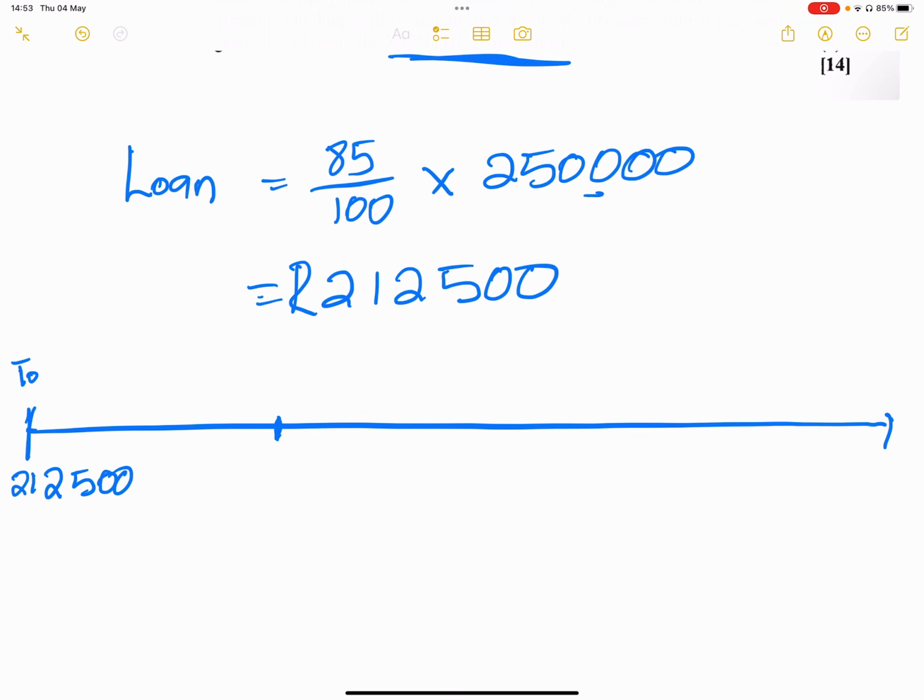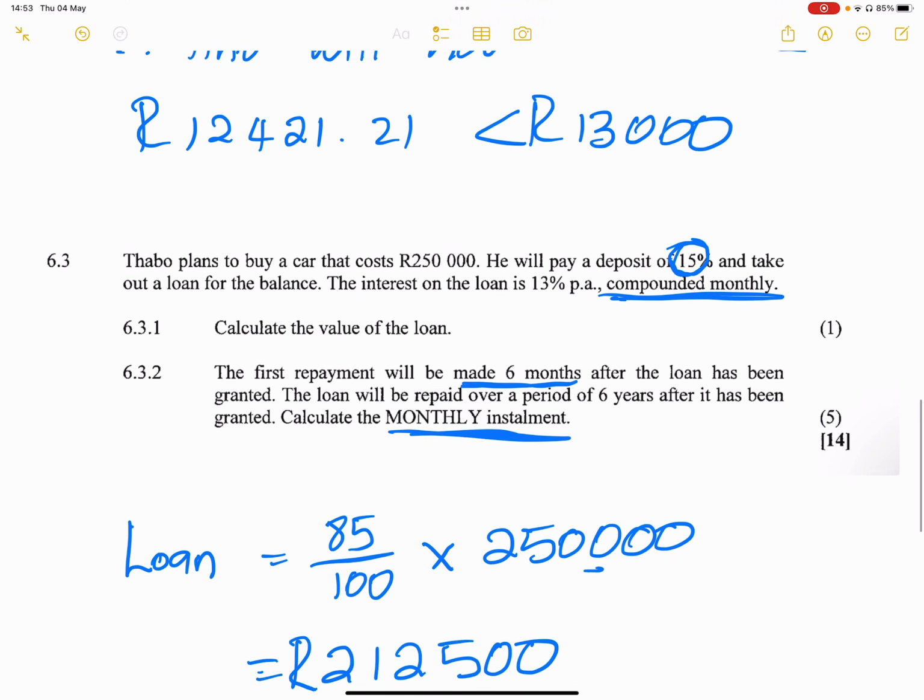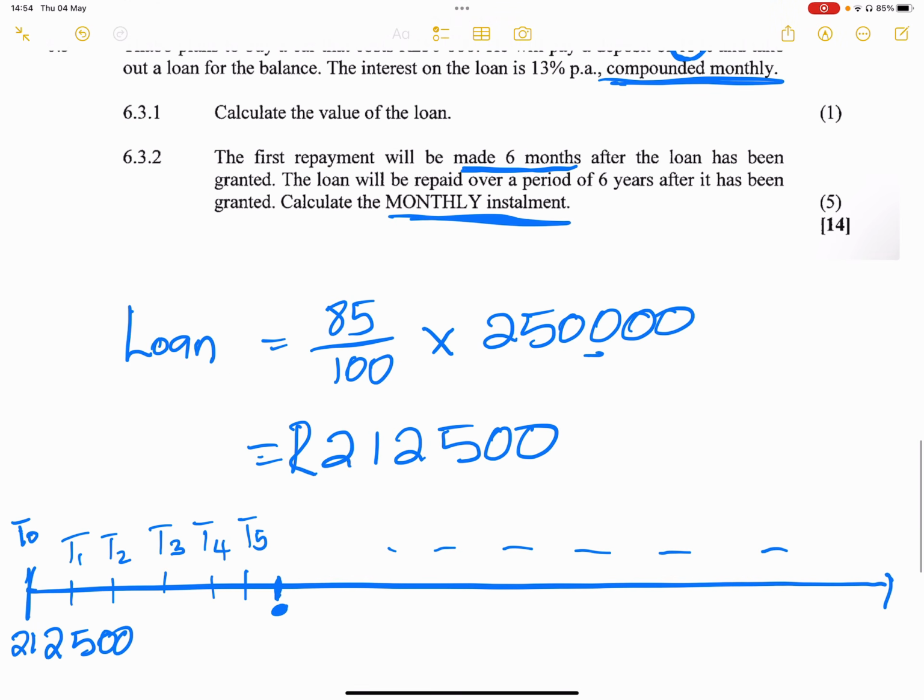Now, please, I want you to listen carefully. So that means T1, T2, T3, right? T4, T5, and he only starts paying here, right? Now, I want you to please stay with me. Over a period, we said over a period of 6 years, right? Now, how many months is 6 years?